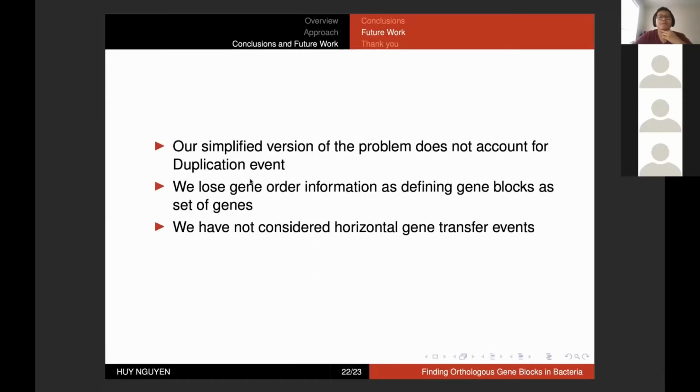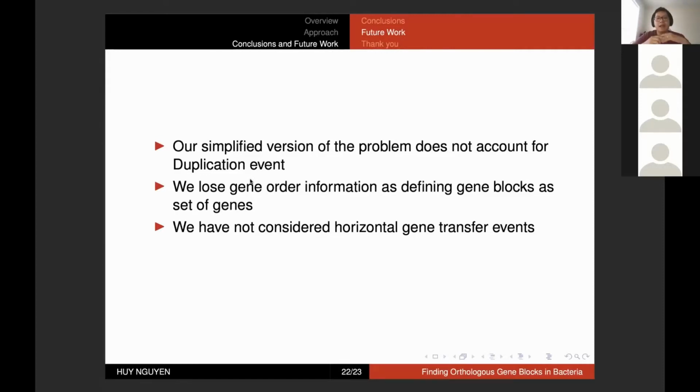So for future work, because we don't take into account duplication cost right now, we would want to include that. Definitely, right now the simplified version is already NP-hard, so if we include duplication, it will still be NP-hard. But what matters is, does our greedy algorithm still give the upper bound of the solution?